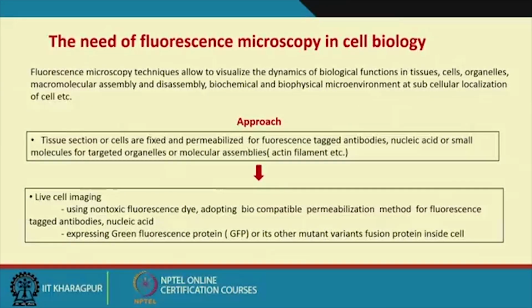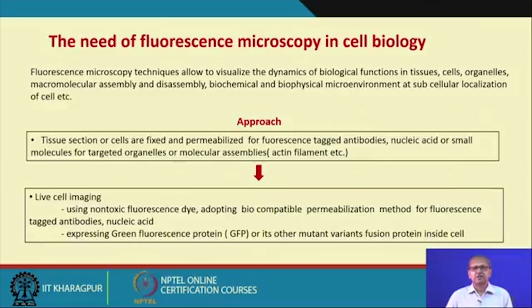We can use normal optical microscopy, but the fluorescence based microscopy method is used to visualize the dynamics of biological function in tissues, cells, organelles, macromolecular assembly and disassembly, and the biochemical and biophysical microenvironment at subcellular locations of the cells. So, what approaches shall we take? Initially, it was developed this way: cells are fixed, then permeabilized for different fluorescent small molecules, or fluorescent molecules are tagged with antibodies, nucleic acids and small molecules targeted to different organelles or molecular assemblies, like the actin filament.